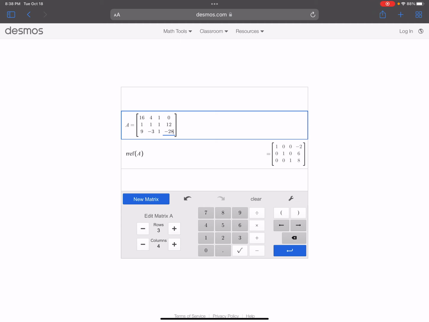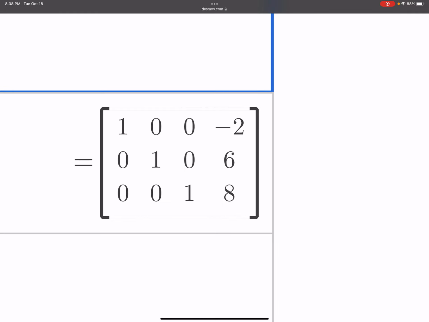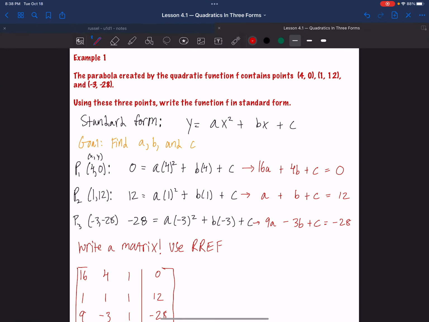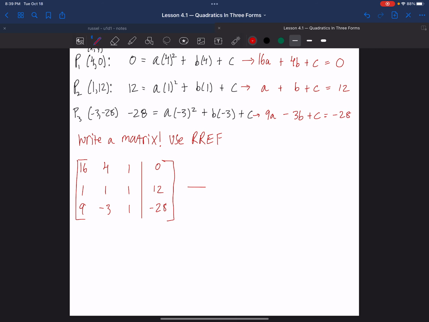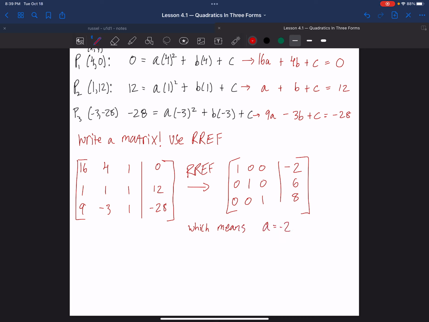So I made my matrix. I put row reduced echelon form, RREF, and I got, ta-da, my row reduced echelon form. So it says negative 2, 6, and 8. So that's what I'm going to do. I'm going to say my row reduced echelon form gives me 1, 0, 0, negative 2, 0, 1, 0, 6, and 0, 0, 1, 8. Which means A equals negative 2, B equals 6, C equals 8.